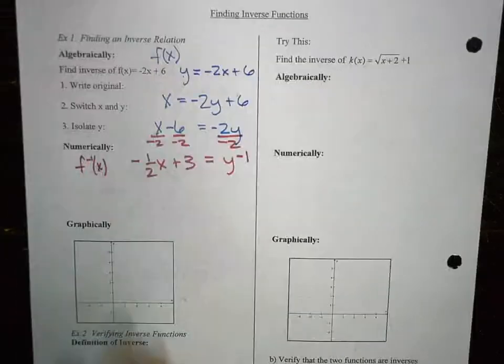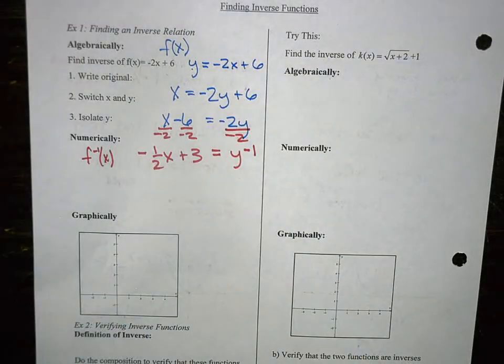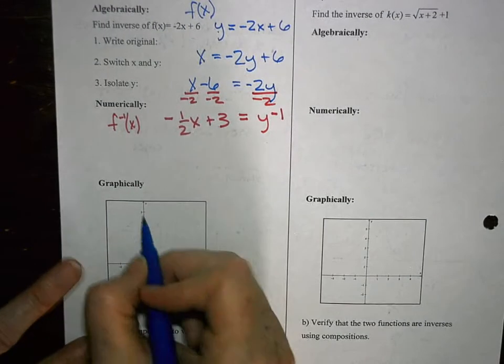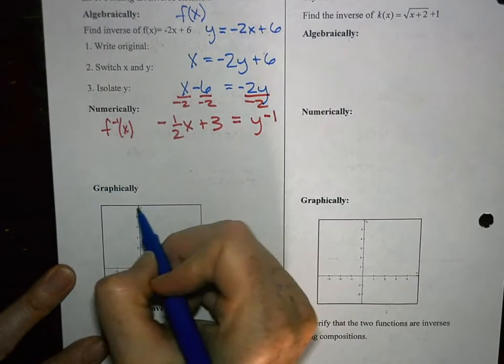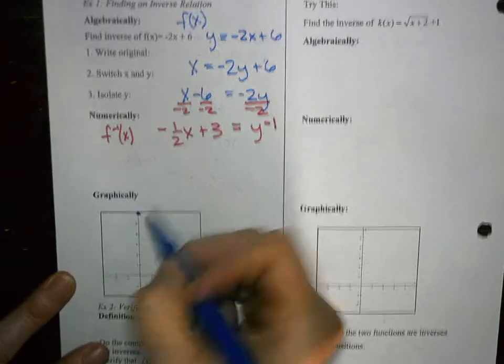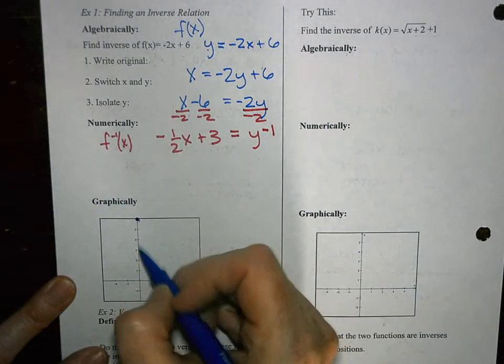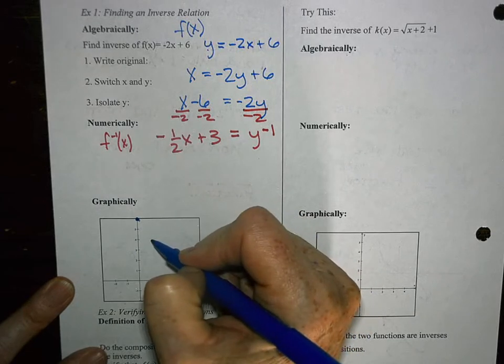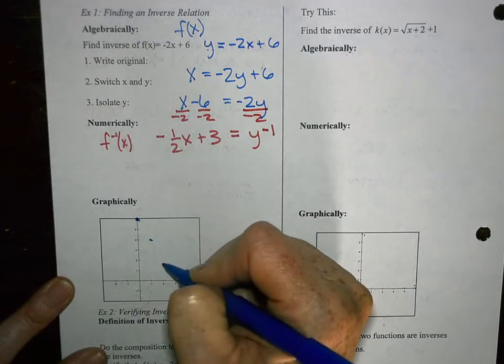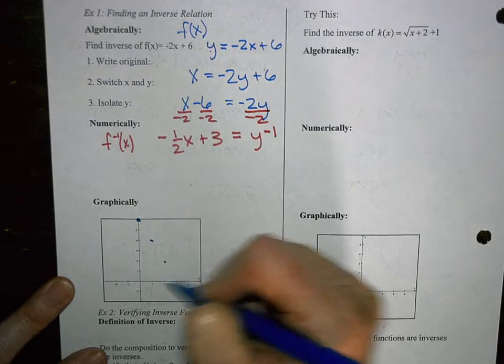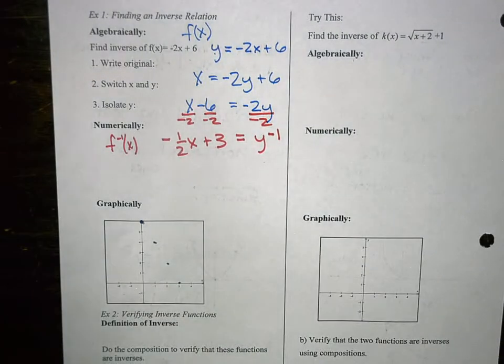All right, let's do it graphically. Let's graph negative 2x plus 6. I'm going to graph it in blue. So I start with the 6. I put a point at 6, and I'm graphing a negative 2 slope, so I know it's going to be a slope like that. Down 2 over 1, down 2 over 1, down 2 over 1. There's my line.